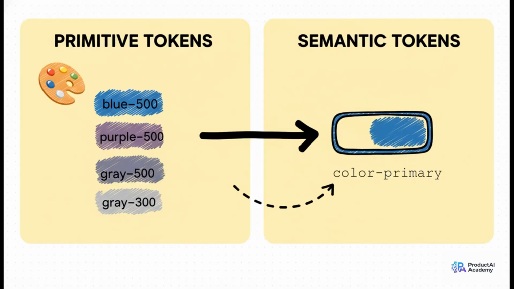Now, here's where it gets really powerful. Check out this hierarchy. On the left, you have primitive tokens. These are just the raw values, like blue 500. But on the right, you have semantic tokens, which describe the purpose, like color primary. So imagine your company decides to rebrand from blue to purple. With this system, you don't have to go and change hundreds of different components. No way. You change one single thing. You just point color primary to purple 500 instead of blue 500. And boom, done. The entire app updates instantly. That is the incredible power of abstraction.